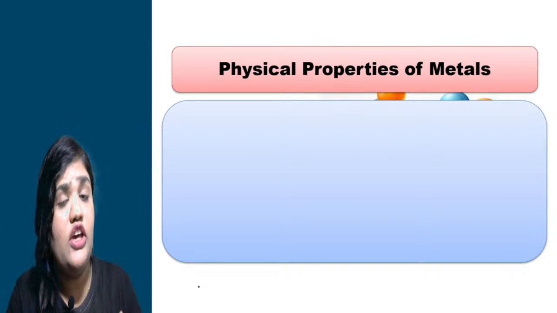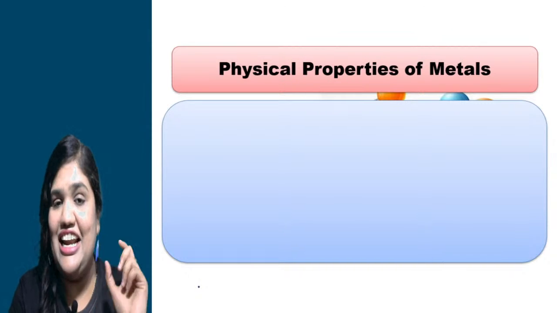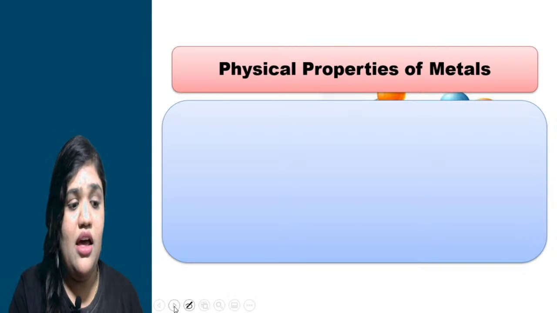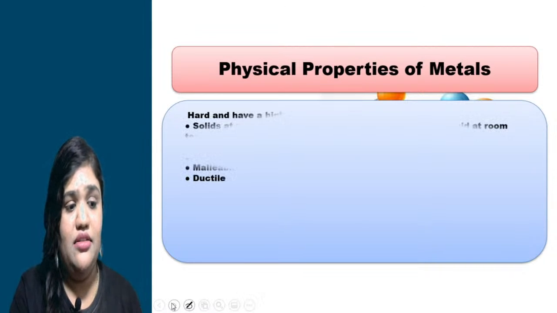Then I am going to give you the extra information regarding the physical properties of metals. Definitely we are going to see that. Here is the first property.